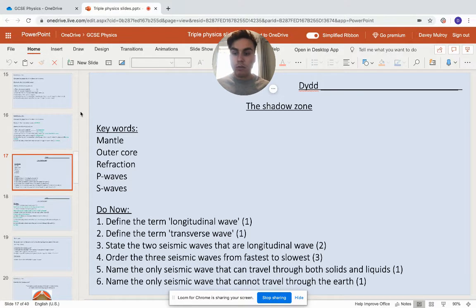Now I've given you a do now activity which relates exactly back to lesson 1 of this series on seismic waves. So I need you to either look at your work from last time, maybe you need to write down these questions, or you can use Google if you wish. There's nothing wrong with using Google for these questions, just if you need to jog your memory. So I need you to click pause now and answer those 6 do now questions.